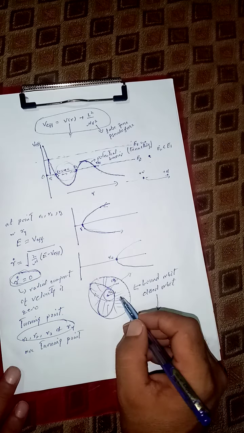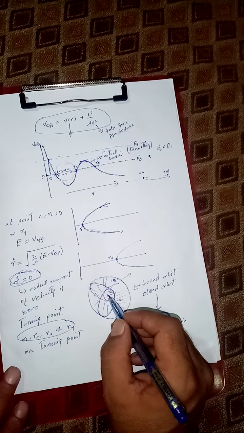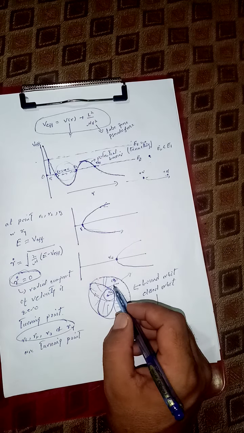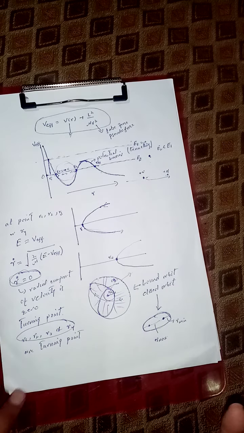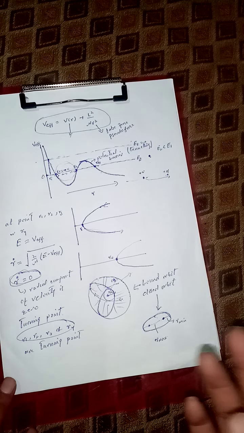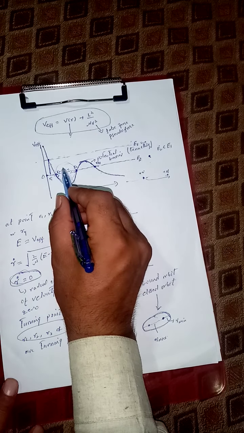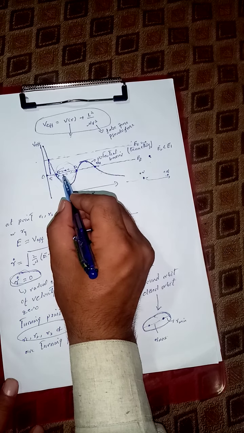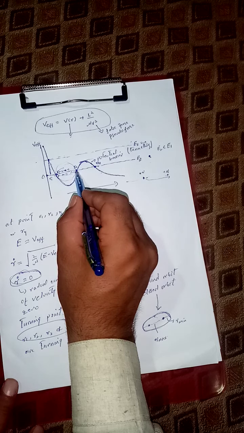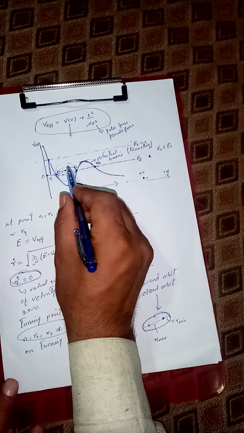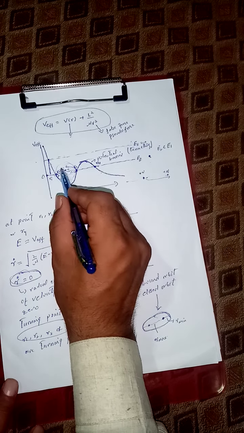If we look at R2 and R3, they are also turning points because the particle goes back. The particle reaches here from this way and goes back this way. The particle reaches here in this way and goes back in this way. So these are the turning points.